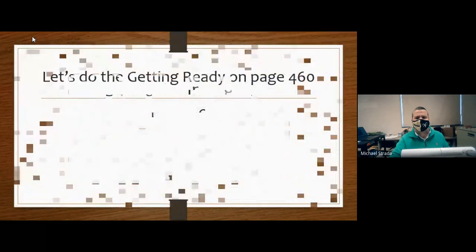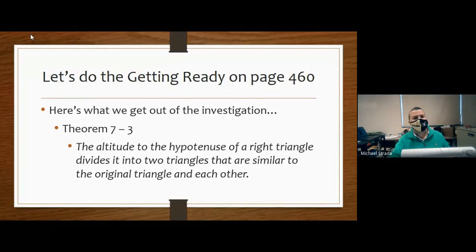So let's start with the theorem itself. The altitude to the hypotenuse of a right triangle divides it into two triangles that are similar to the original triangle and each other.